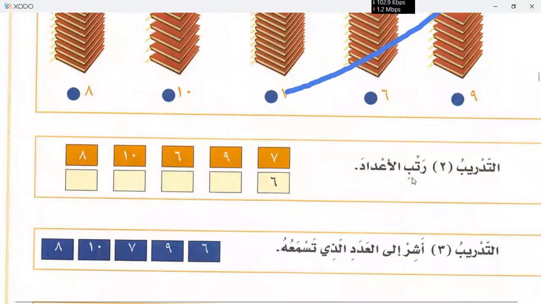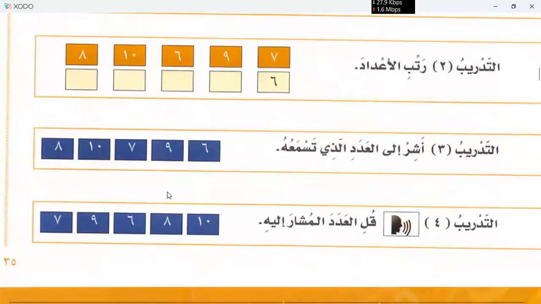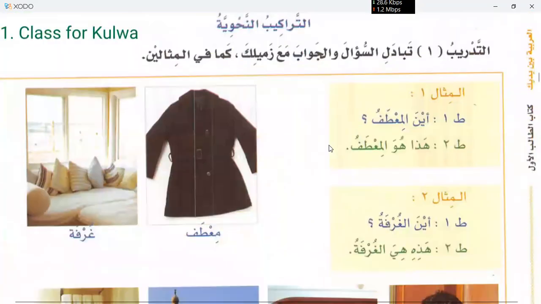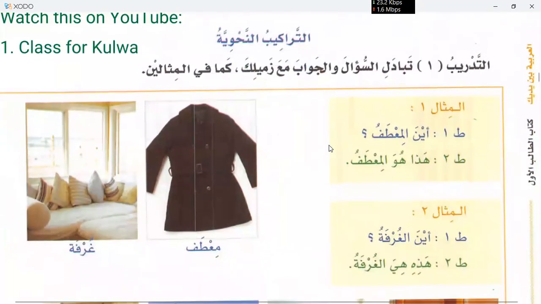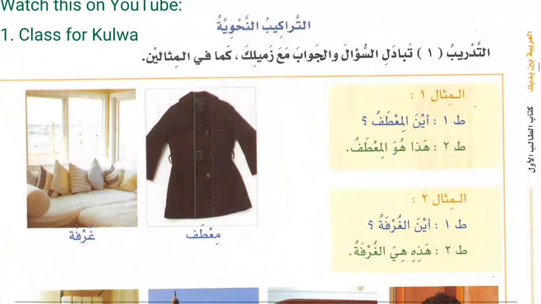Second exercise: arrange the numbers. So you will arrange them and write here. So sitta, sabha: you write sabha here, you write samania here. And do like this. You can skip these two questions. These are not needed. Grammatical structures.